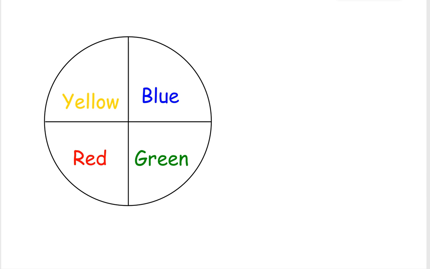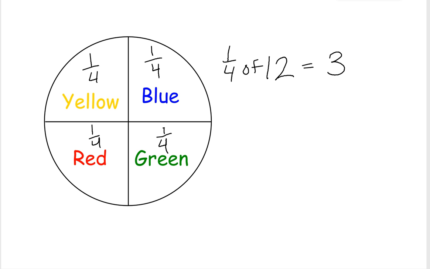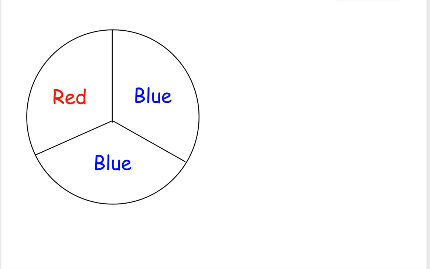So here I have a second circle. How much of my circle is blue? Well, it's 1/4. And 1/4 is yellow, 1/4 is red, and 1/4 is green. So if I spin this spinner 12 times, how many times should I expect it to stop on red? Well, red is 1/4, so I'm going to do 1/4 of 12, which is equal to 3. So it should stop on red 3 times. And it should also stop on those other colors 3 times as well.